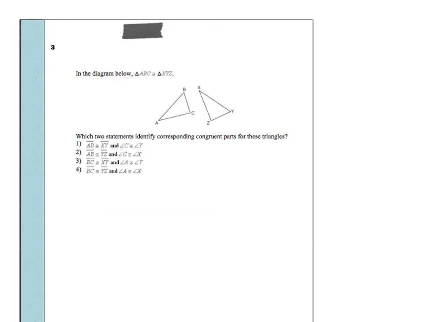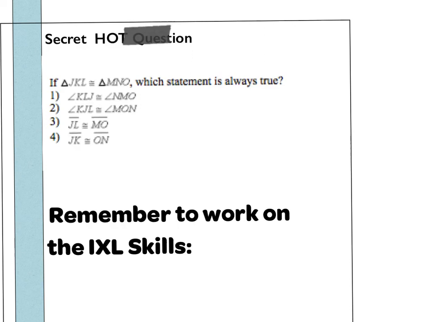So here is your secret hot question. It says, in triangle JKL, which is congruent to triangle MNO, which statement is always true? 1, 2, 3, or 4.